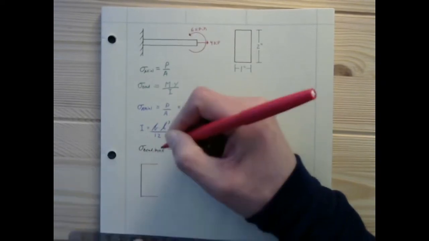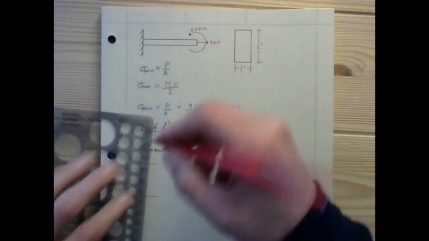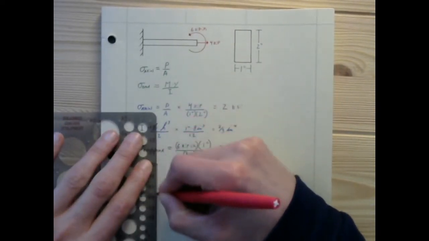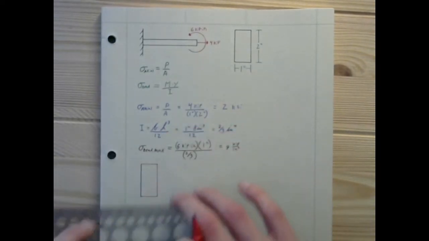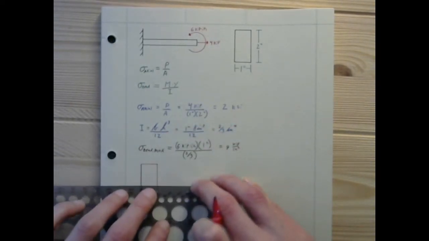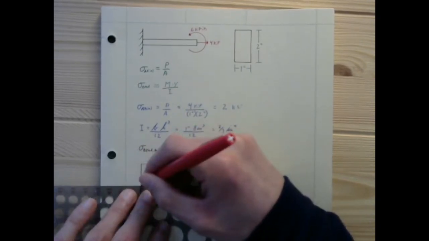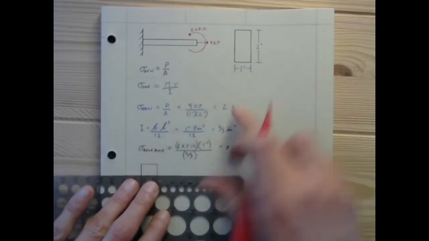So our distribution of stress is going to be uniform across the cross section. It's going to be 2.